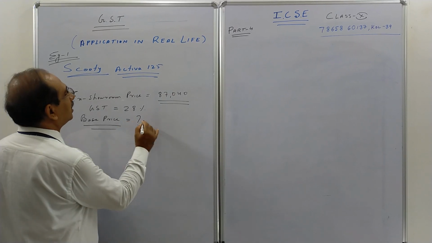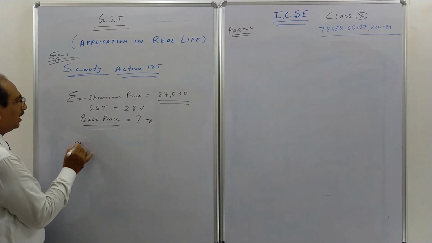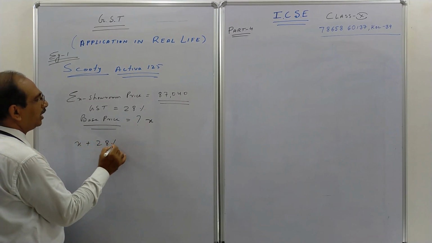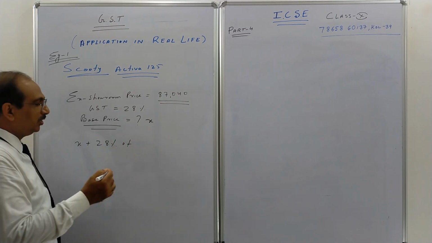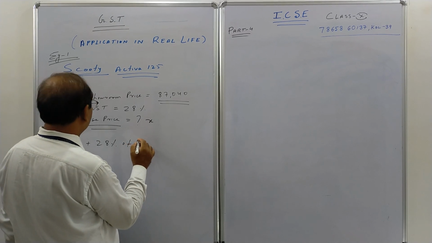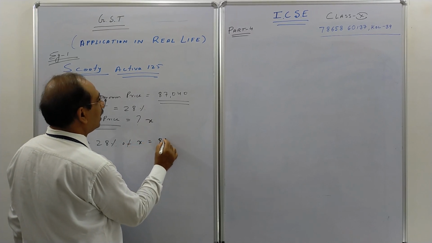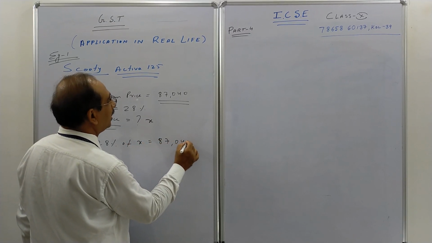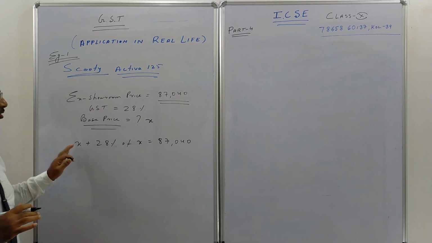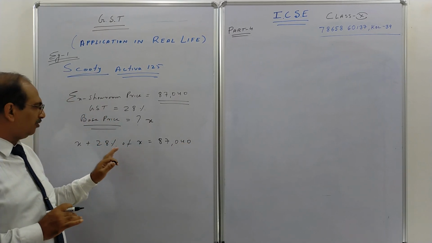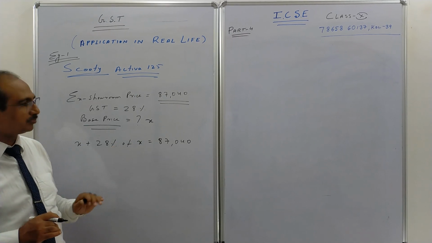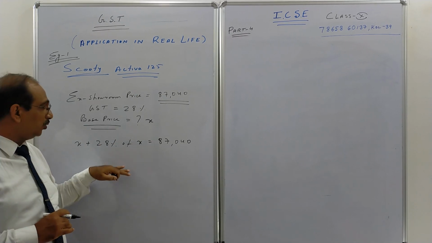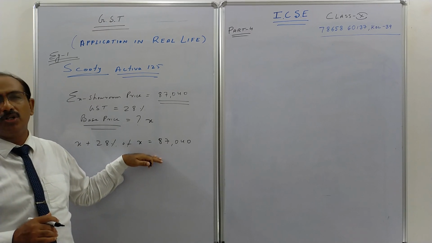The traditional method, children, is to let it be x plus 28% GST on the Scooty. I was reading one article: the manufacturers were requesting the government to reduce it to increase sales. Then I came to know it is 28%. This is the type of question you get. In real life I'll tell you how we can use a calculator, and even without a calculator, how you will do it. This is the traditional way, what you will do in the board exam.